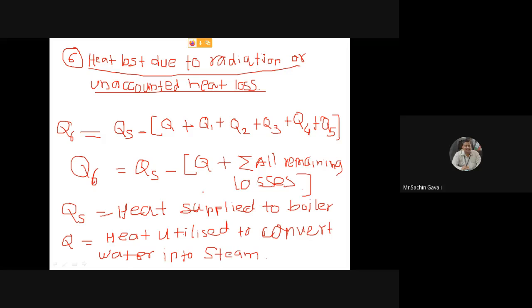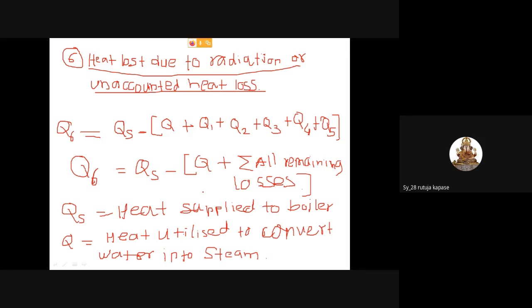Heat loss due to radiation, or unaccounted heat loss. It is also called unaccounted heat loss. Many boiler parts are exposed to the atmosphere. The surface of the boiler radiates energy in the form of heat loss to the atmosphere. There is no specific formula to calculate heat loss due to radiation. Hence, it is termed unaccounted heat loss. It can be calculated by using the heat balance of the boiler.